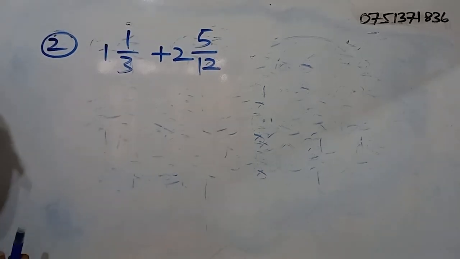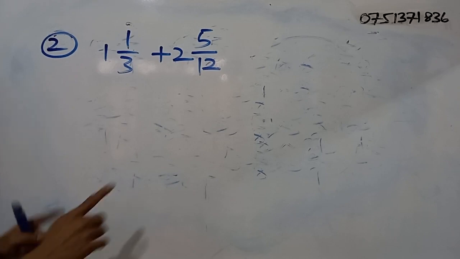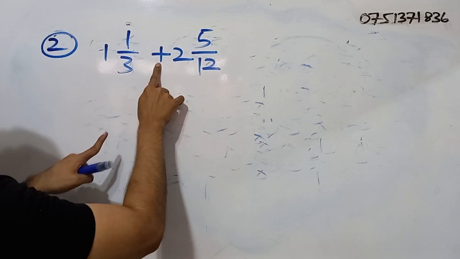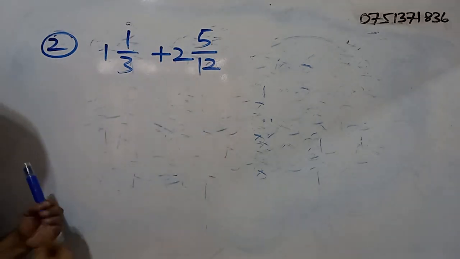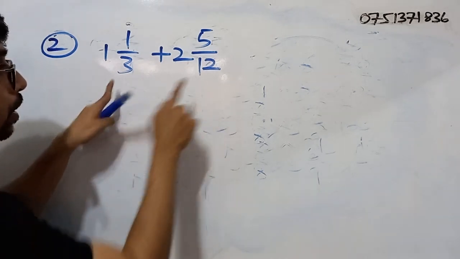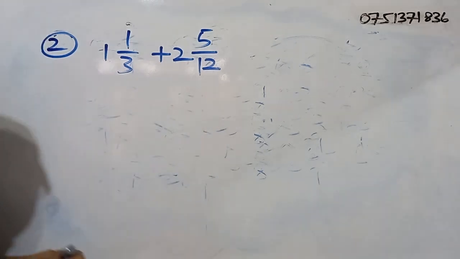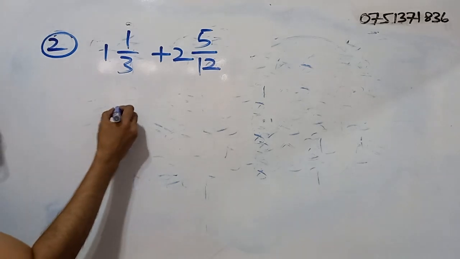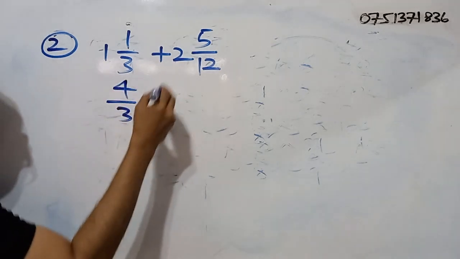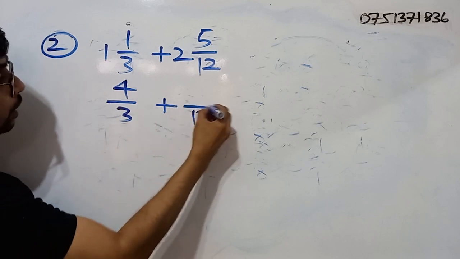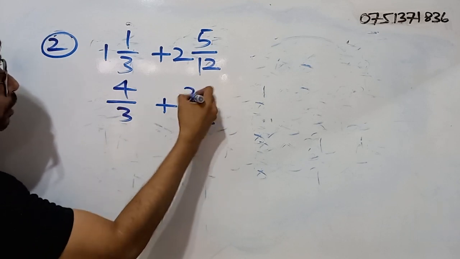Right, so this is example number 2. Here also we have to do an addition. We have two mixed numbers, so the first thing we need to do is convert both of these into improper fractions. Here the denominator will be 3, and the numerator will be 4. Here the denominator will be 12, and the numerator will be 29.